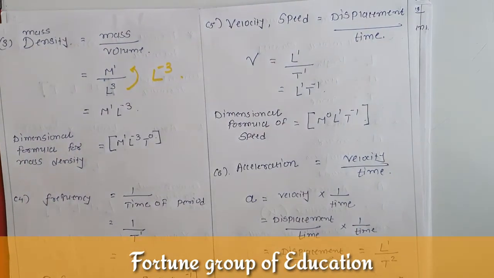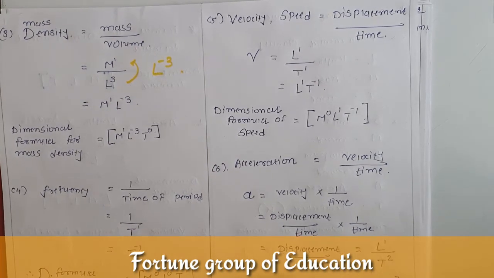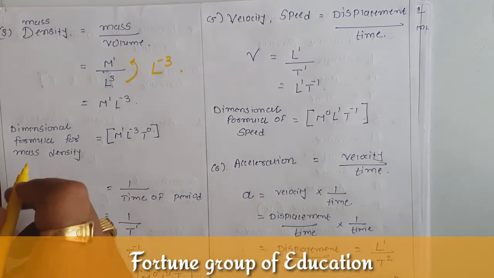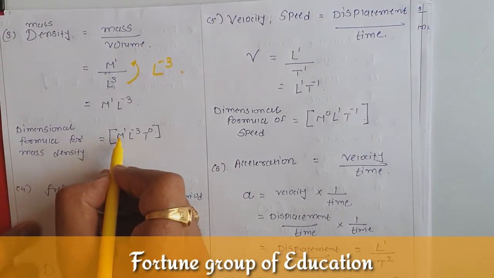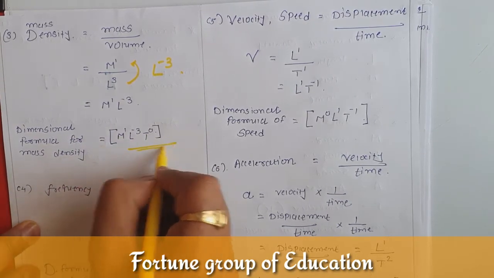Okay, fine. So our equation for density is mass upon volume, so the formula is M to the power 1 and L to the power of -3. So what is the dimensional formula for mass density? It is M1 L -3. Is time present? No, so it is T0.